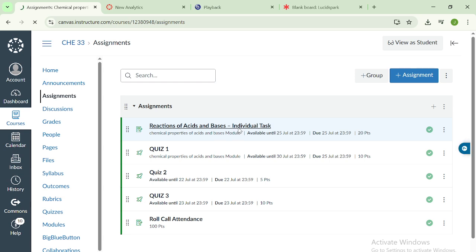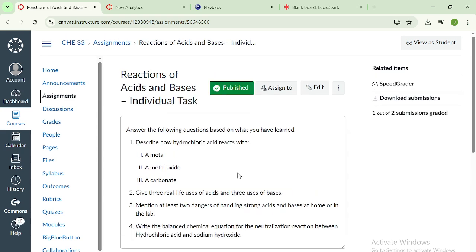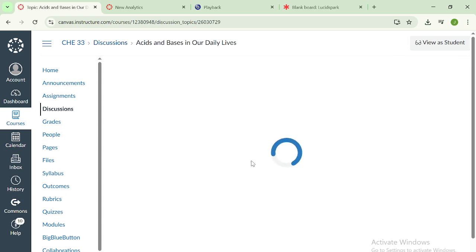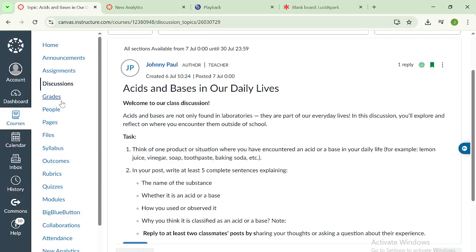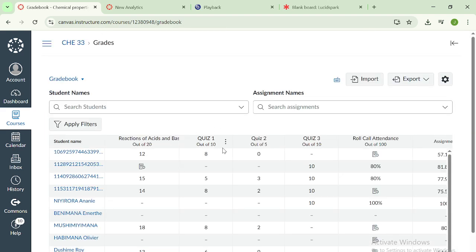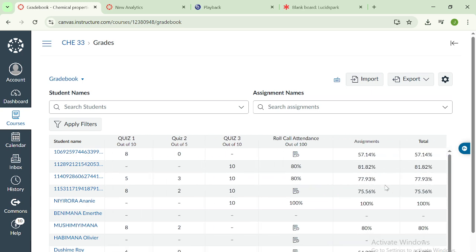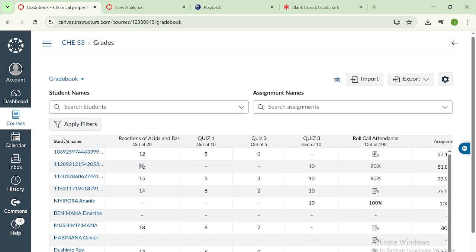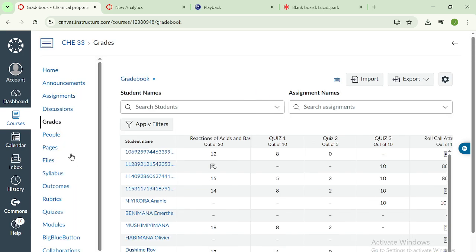Here is an example of an individual task which was shared with all students. I shared a discussion also, where all students were encouraged to participate and share ideas on given topics. For example, here it's talking about the application of acids and bases and where they can be found in our daily life. The students who did the online assessment were given marks for different quizzes, assignments, participation, as well as attendance, as you can see from here.